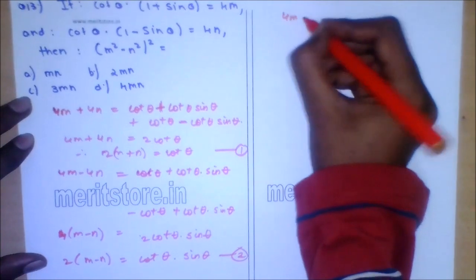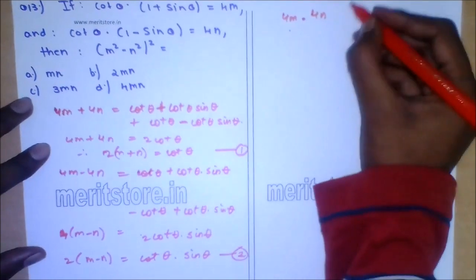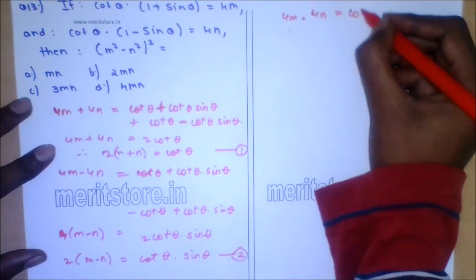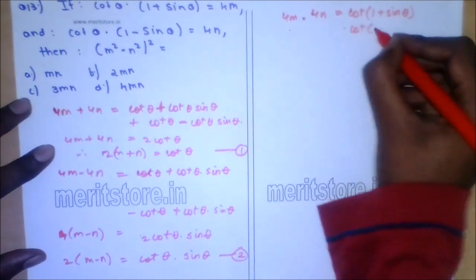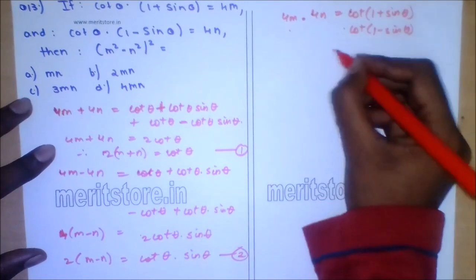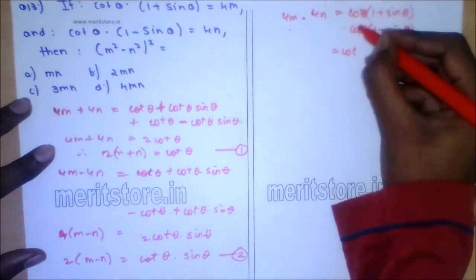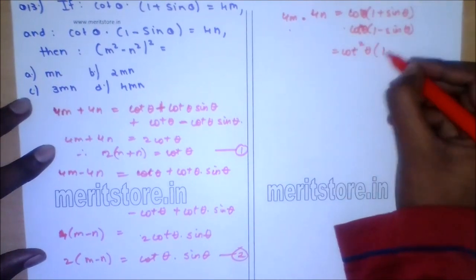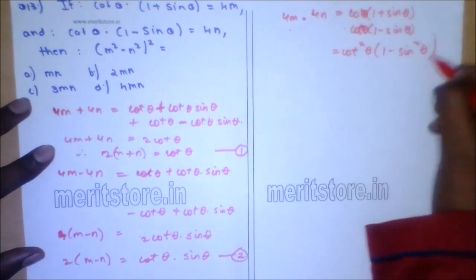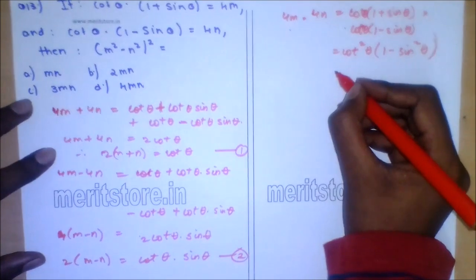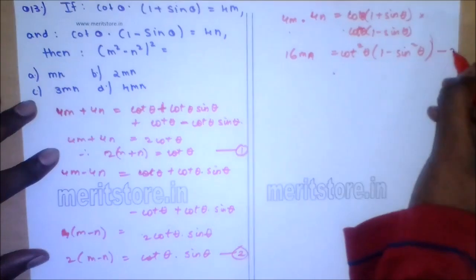Now we find 4m into 4n. This is equal to cot θ (1 + sin θ) into cot θ (1 − sin θ). This is equal to cot² θ into (1 − sin² θ), because this is in the form of (a + b)(a − b). So this is 16mn. Let this be equation 3.